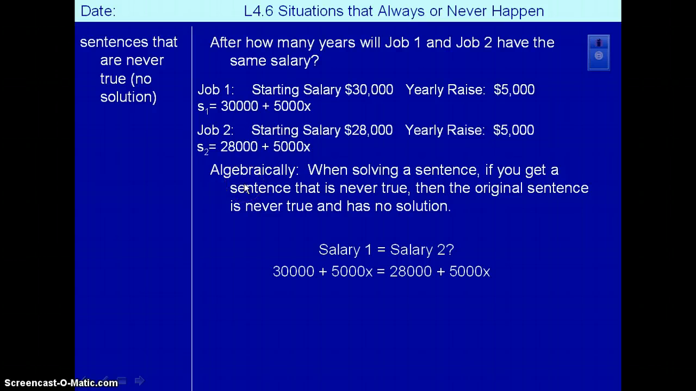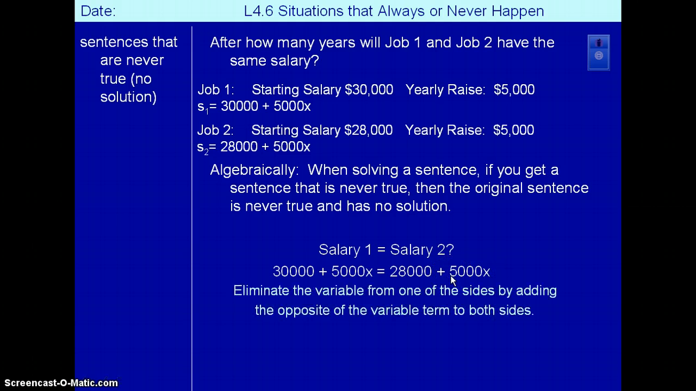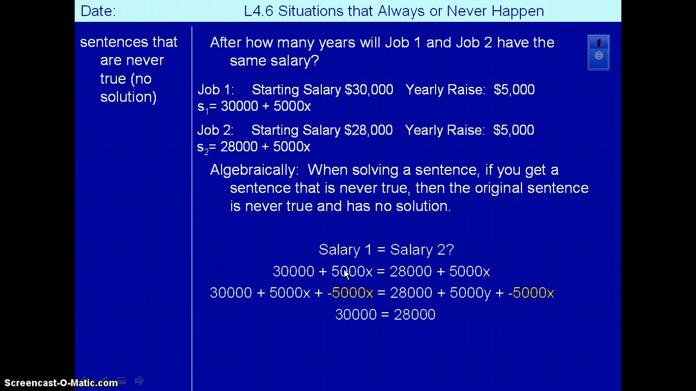There we go, take care of that. We can see salary 1 is still represented by 30,000, the starting salary, plus 5,000x, $5,000 per year, is equal to salary 2, which is represented by $28,000 starting salary, plus 5,000x, $5,000 for each year. We would solve this like we would normally do, eliminate the variable from one of the sides by adding the opposite of the variable term to both sides. Let's go ahead and eliminate this 5,000x by adding negative 5,000x to both sides.